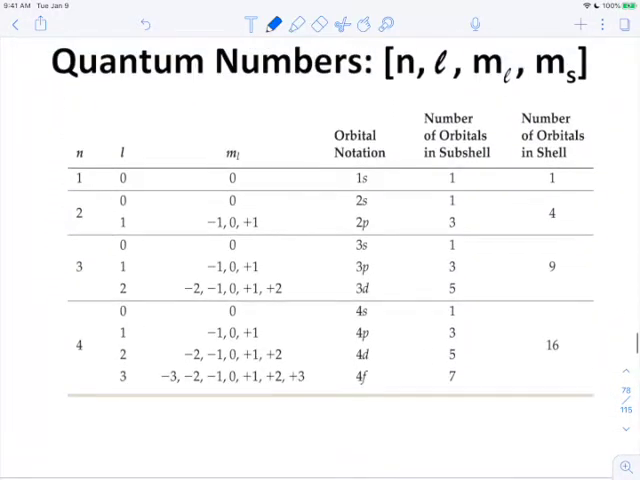So first off, here's a chart just for reference. It talks about everything that we just said. Here's your energy levels. Here is the L. So in the first energy level, there's only the S. In the second energy level, there's a 0 and a 1, meaning there's an S and a P. And for the P, there's the M sub L.